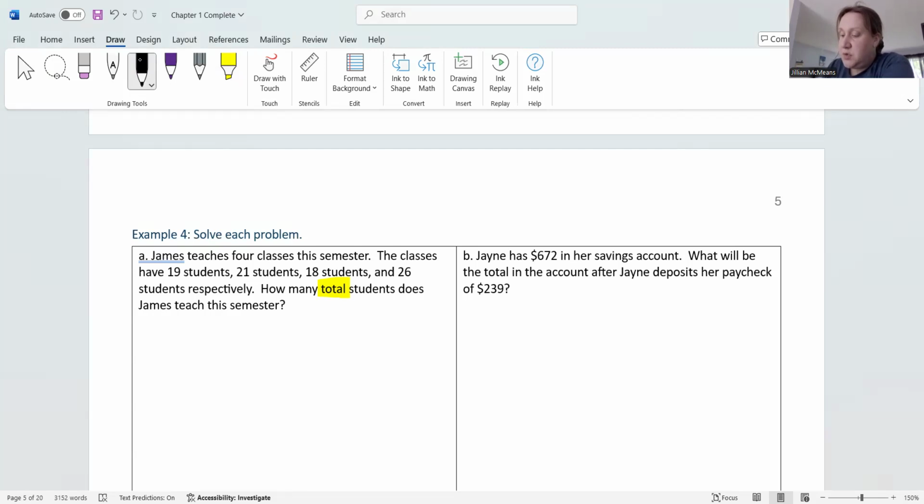How many total students does James teach this semester? So we want to take the number of students that James has among his 4 classes. He has 19 students, he has 21 students, he has 18 students, and then he has 26 students. Let's find the total of those 4 numbers. That means take these 4 numbers and add them up, okay? So we have 19 plus 21 plus 18 plus 26. We're going to go column by column here. So let's see. 6 plus 8 is 14. Okay, 14 plus 1 is 15. And then 15 plus 9 is 24.